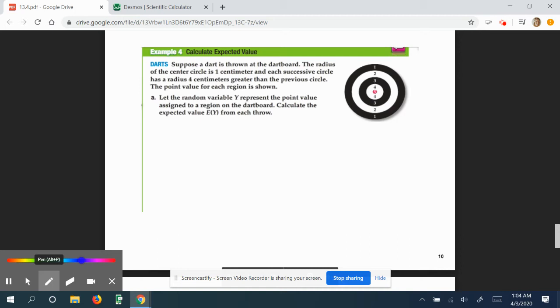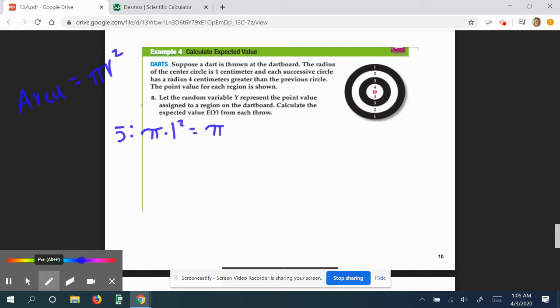The radius of the center circle is 1 centimeter, so that little 5-point guy in there is 1 centimeter, and every successive circle has a radius 4 centimeters greater than the previous. Okay, so we're going to look at each circle, figure out their areas first, and then multiply by their point totals. So the first one, the little guy, has a radius of 1. Remember we talked about in the last one, area is equal to pi times the radius squared, right? So for our little 5-point guy, it's going to be pi times 1 centimeter squared, or just pi, right?